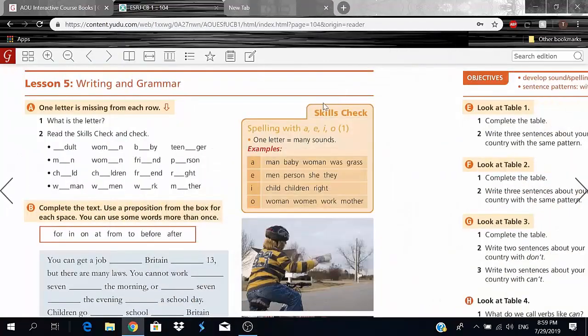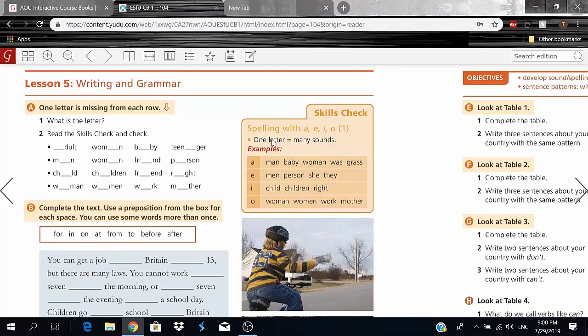Alright, you guys, now moving on to the final lesson of this unit right here, lesson 5, writing and grammar. Let's just hop right in. So we have exercise A. 1 letter is missing from each row. What is the letter? And second, read the skills check and check your answers. So let's actually just hop to the skills check first before doing the exercise.